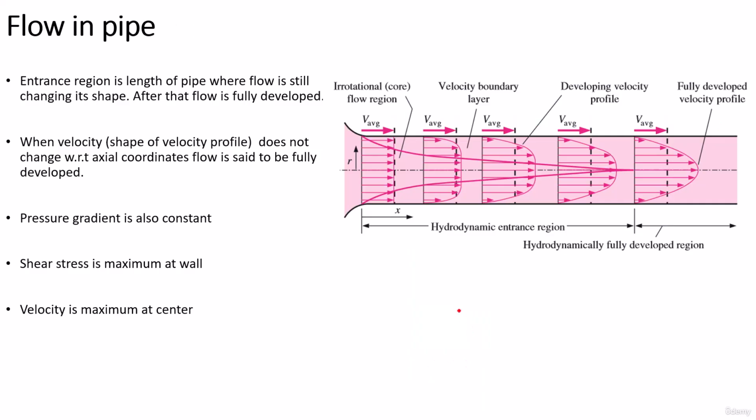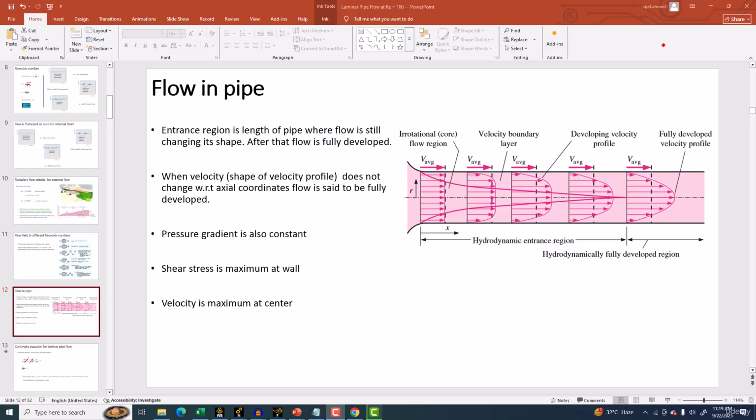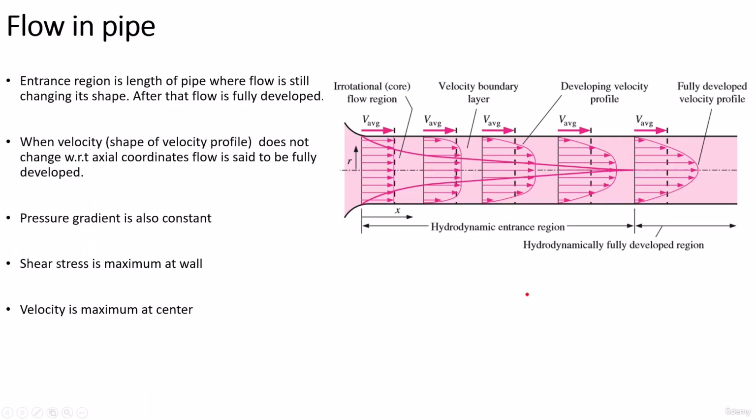Okay, so now we will discuss the flows in the pipe. Okay, flows in the pipe. Here the entrance region is the region of the pipe where the flow is developing, meaning that the flow will be changing its properties, changing its velocity, pressure, everything, and it will be non-linear.